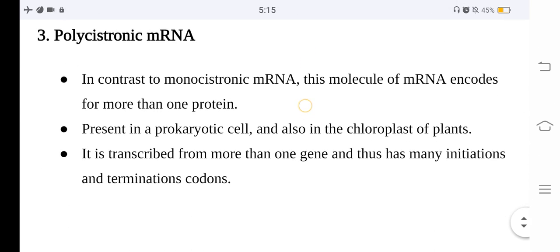And polycistronic mRNA, in contrast to monocistronic mRNA, this molecule of mRNA encodes for more than one protein. Present in prokaryotic cells and also in the chloroplast of plants, it is transcribed from more than one gene, and this has many initiation and termination codons.